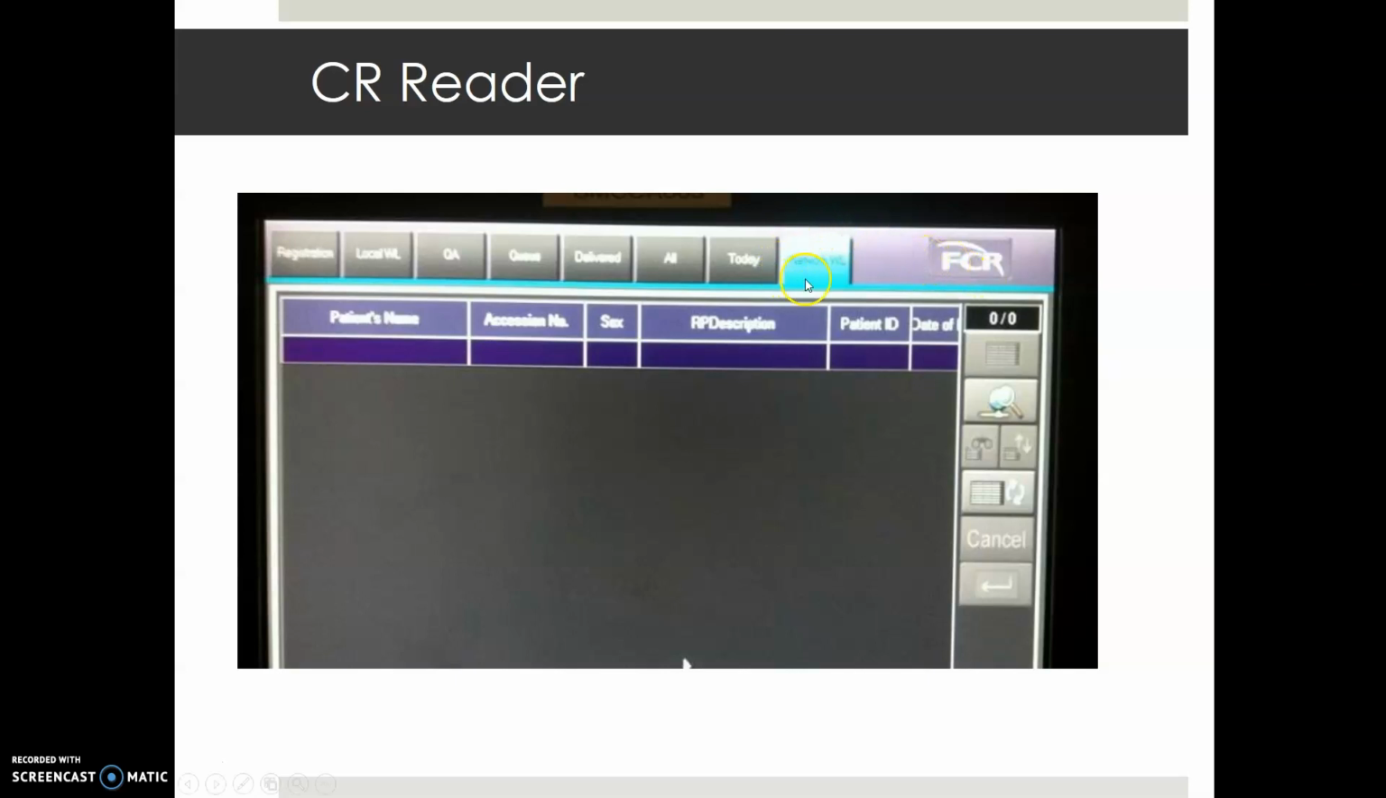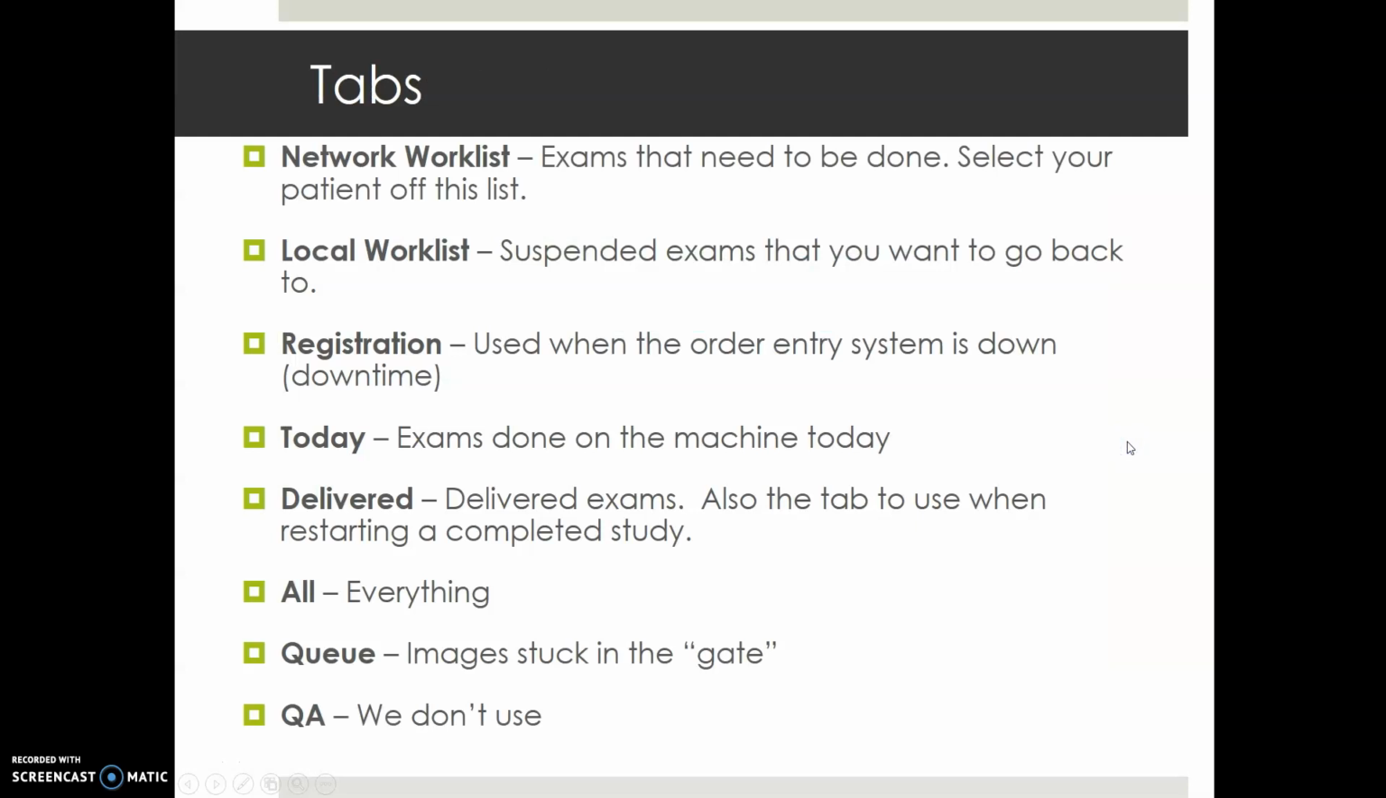But this is a picture of that network work list. This is the tab that we don't have in our lab. This is where the work list will be at your clinical site if they have it. And just a review of the tabs. Network work list is all the exams that need to be done. You'll select your patient off the list. Local, it's your suspended exams that you might need to go back to.